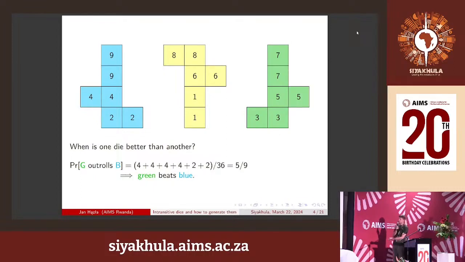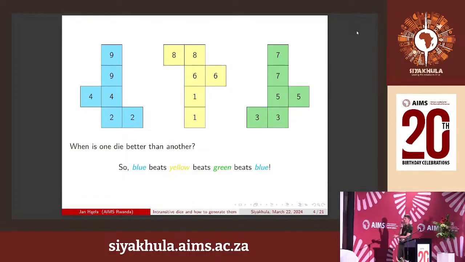So why is it surprise, surprise? I just showed an example where blue beats yellow. Blue is better than yellow, yellow is better than green, and green is better than blue. So at least for me, the first time I saw it, this was surprising. I would expect that this relation of being better is transitive, but it is not. We just showed an example where you have intransitivity.